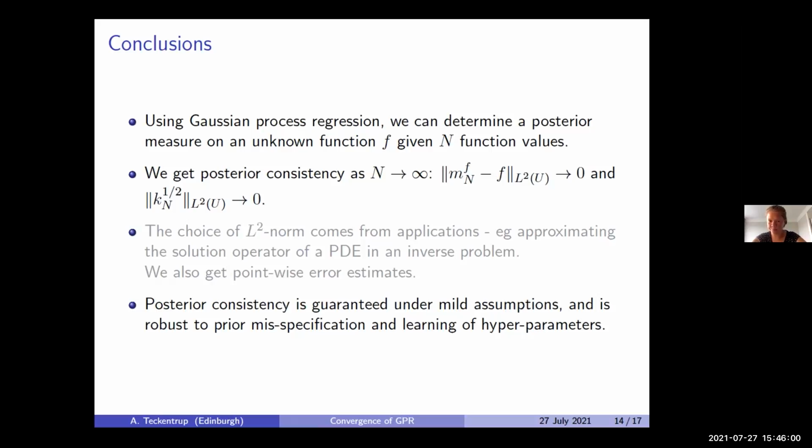The learning of hyperparameters in this empirical Bayes setup that I showed you is fine and doesn't really destroy posterior consistency. And another way of viewing that is as prior misspecification, so robustness to the prior.